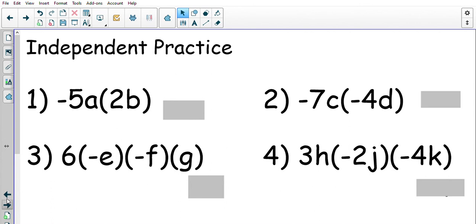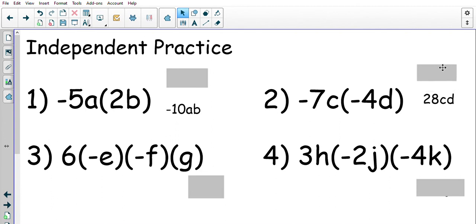All right, for number 1, negative 5 times 2 is negative 10. Tack on the AB, negative 10AB. Number 2, negative 7 times negative 4 is positive 28. Tack on the CD to get 28CD.